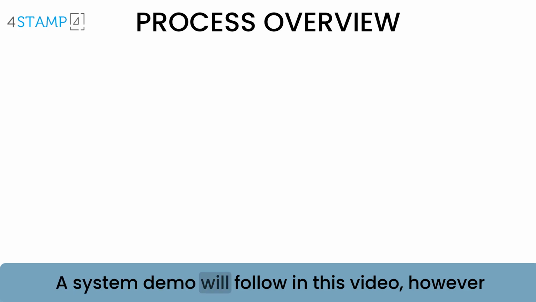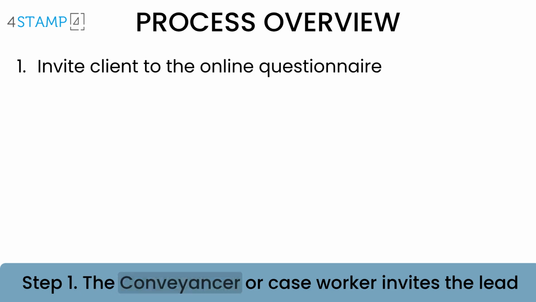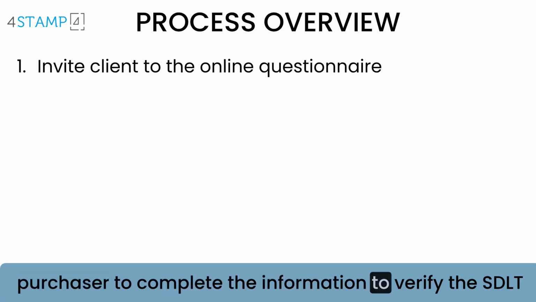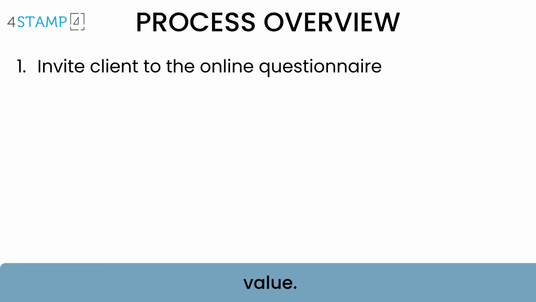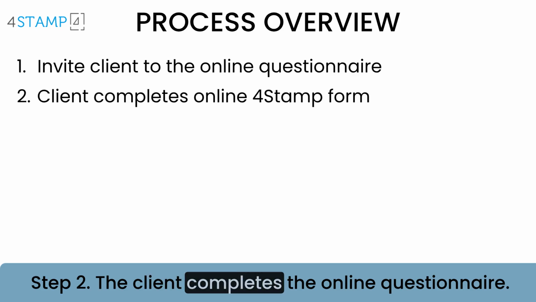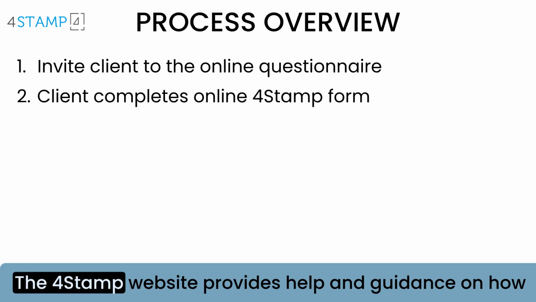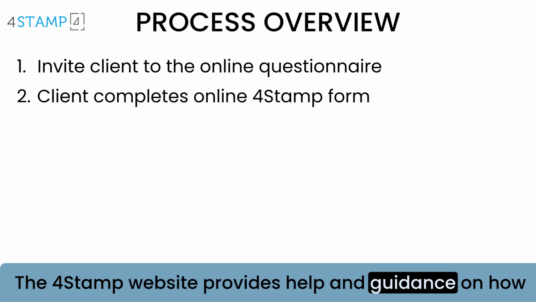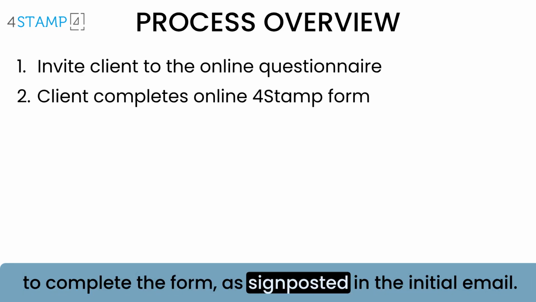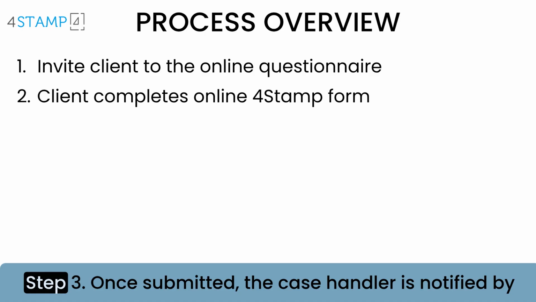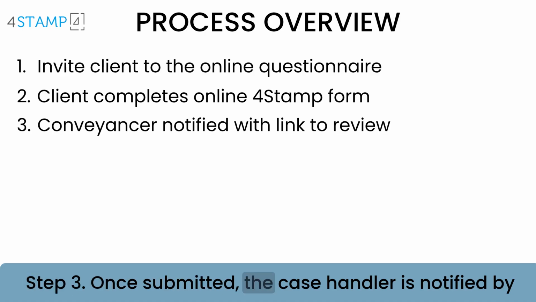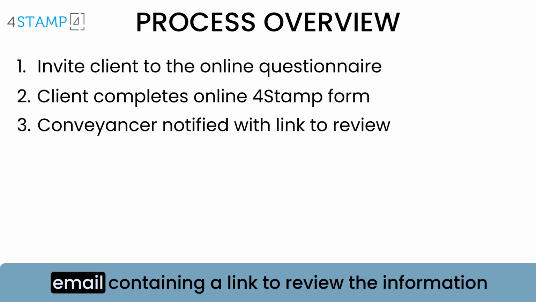A system demo will follow in this video, however, as a process overview. Step 1. The conveyancer or caseworker invites the lead purchaser to complete the information to verify the SDLT value. Step 2. The client completes the online questionnaire. The 4Stamp website provides help and guidance on how to complete the form, as signposted in the initial email. Step 3. Once submitted, the case handler is notified by email containing a link to review the information submitted.